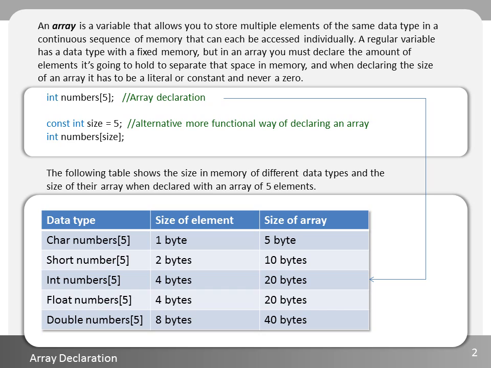Previously, variables could only hold up to one element. Here, we're going to learn how with an array we can store multiple elements of the same data type in a continuous sequence of memory that can each be accessed individually. With all the variables you've seen up to now, they've had a fixed memory size that can be seen in the table below in the column Size of Element. With an array, you declare the size of the array using a constant or a literal, because once it's created, you cannot alter its size.